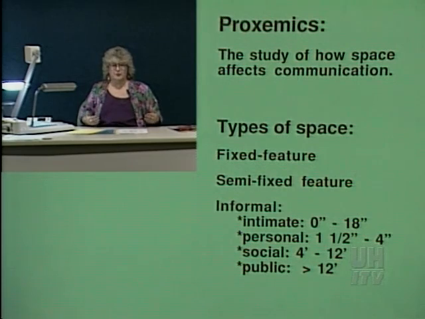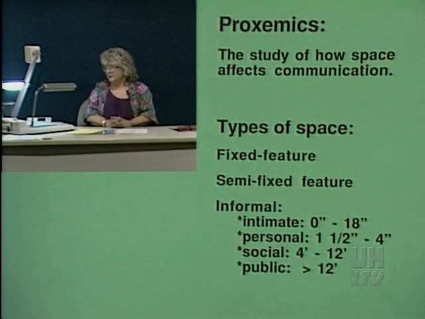And then there's informal space, intimate in the 0 to 18 inches. Obviously, you have to be close if you want to kiss or hug or whatever. Personal space, 1.5 to 4 feet. That's within touching range, within arm's length for most people. Social space, where we find most of our social events, which is why that word is chosen, a range of about 4 feet to 12 feet.